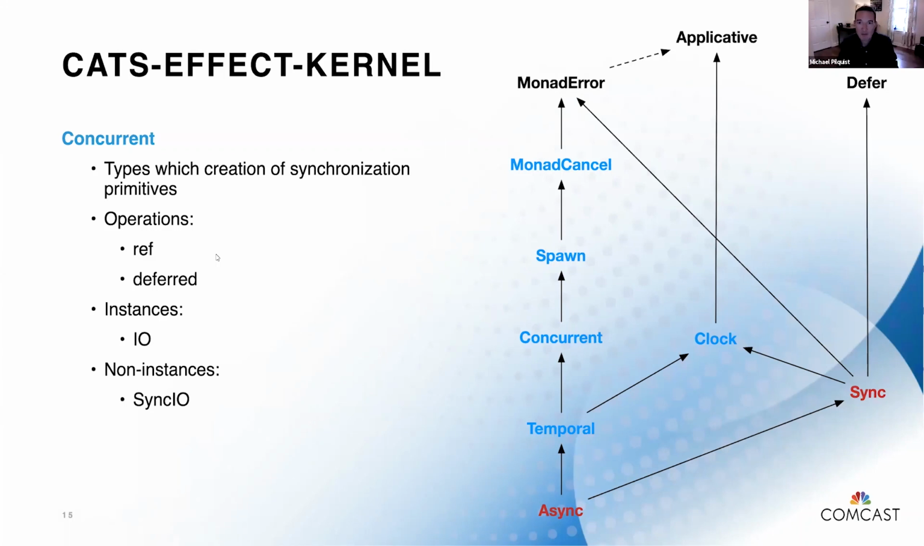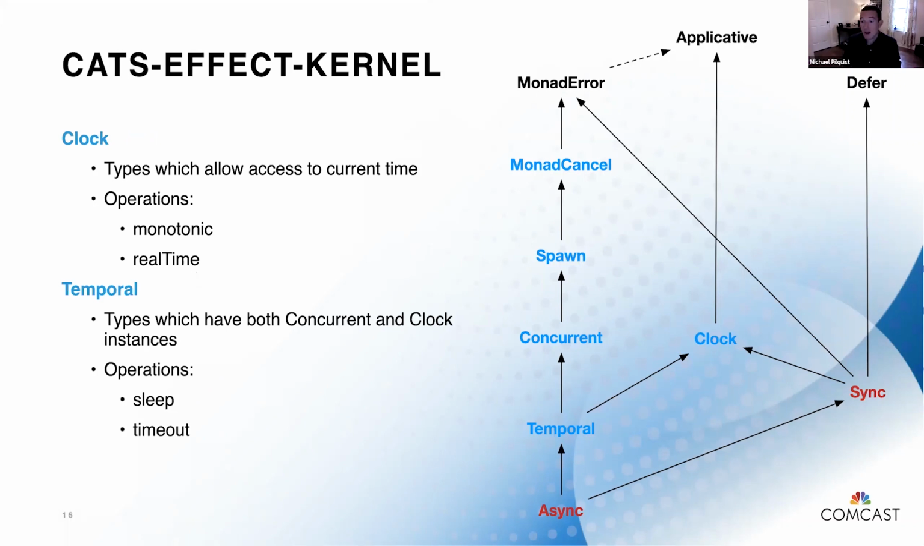The data types Ref and Deferred are basically the same data types we had in Cats Effect 2. What's new here is that the instantiation of them is now codified in the type class hierarchy. Right now, if you have a Concurrent of F, you can use that instance to create new Refs and Deferred values. In Cats Effect 2, that would have required having an Async type class constraint.